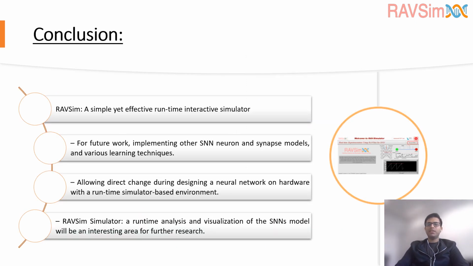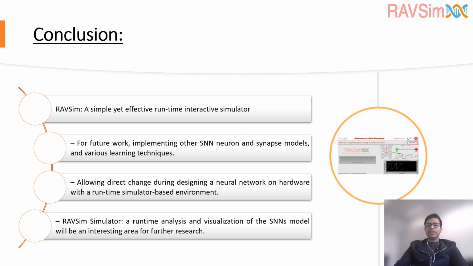In conclusion, we can say that RAVSim is a standalone interactive simulator which allows the user to interact with the model and make direct changes to the parametric values during the simulation at any instant of time. For future work, implementing other SNN neuron and synapse-based models and various learning techniques is still under consideration. We believe that a further extended version of RAVSim would also be beneficial for researchers and students, allowing them to understand the complex structure of neural models in a faster and user-friendly manner.